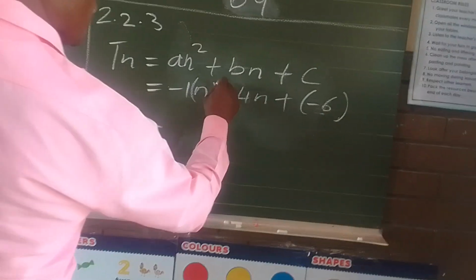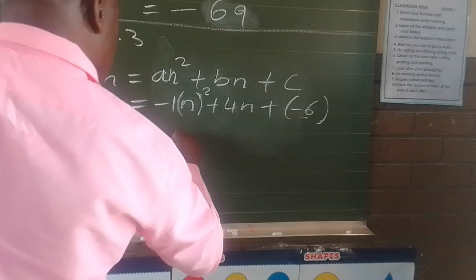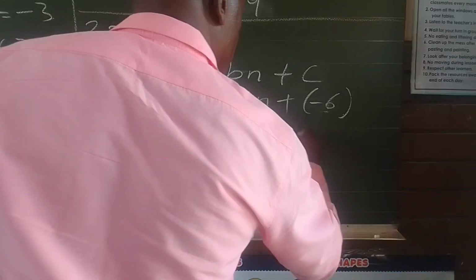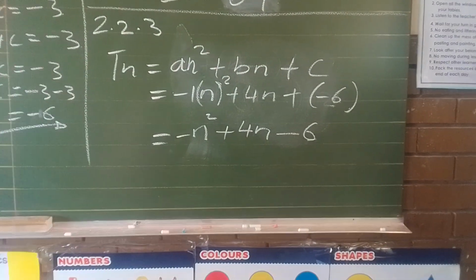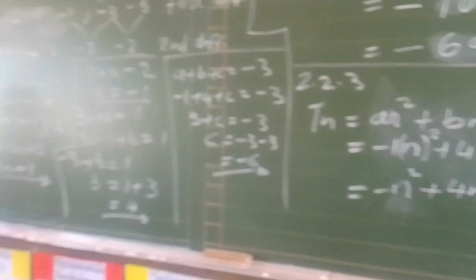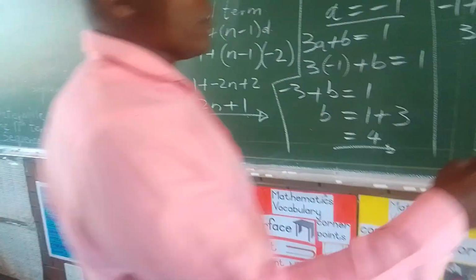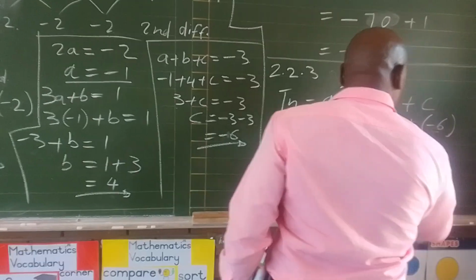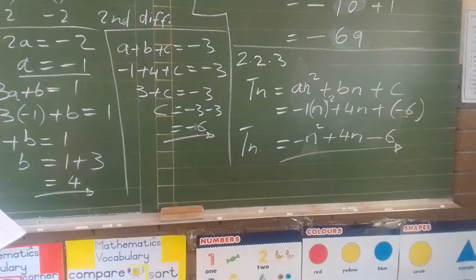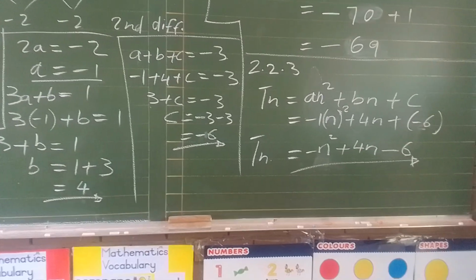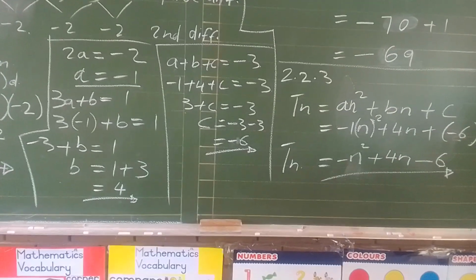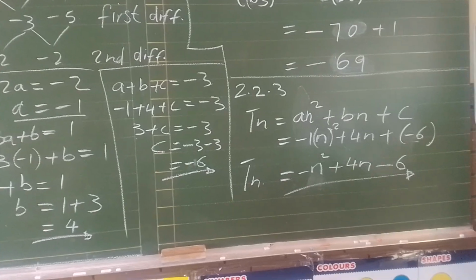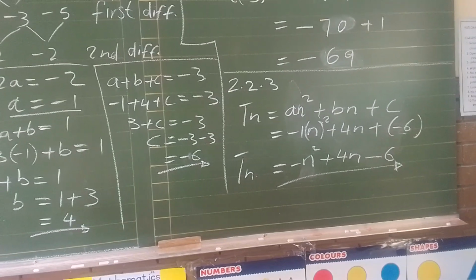So here you are going to get, it's squared here. It's minus n squared plus 4n minus 6. This is our expression for the nth term. Tn is the expression for the nth term. Then the next question is saying show that the sequence of numbers will never contain a positive term. This is how we do it.